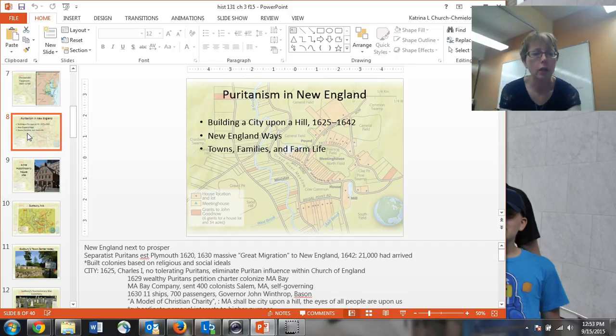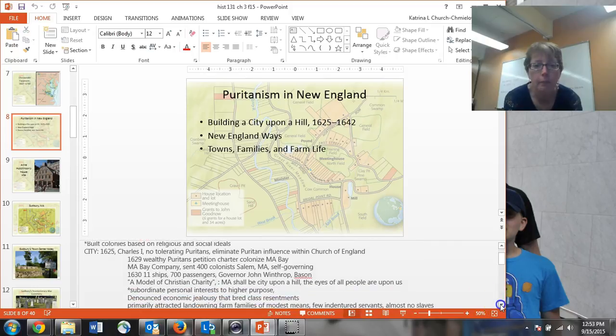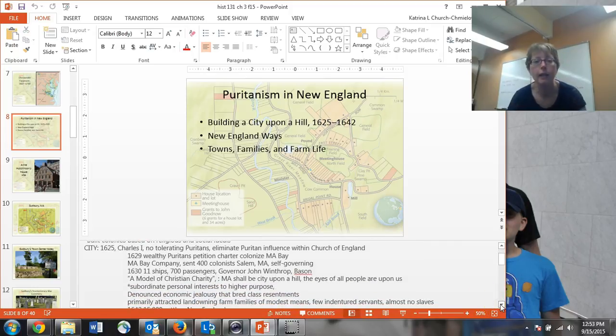Okay, so the Puritans came because they wanted to eliminate... Charles I didn't tolerate Puritans, and he wanted to eliminate them within the Anglican Church, and so they were being persecuted. They decided to come here. Is there a question?